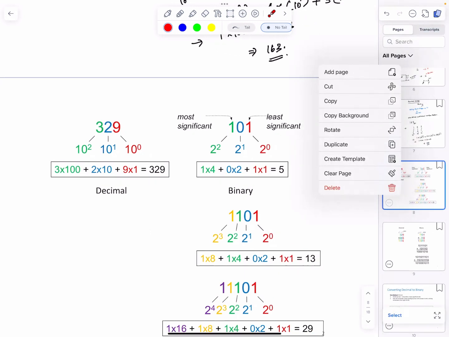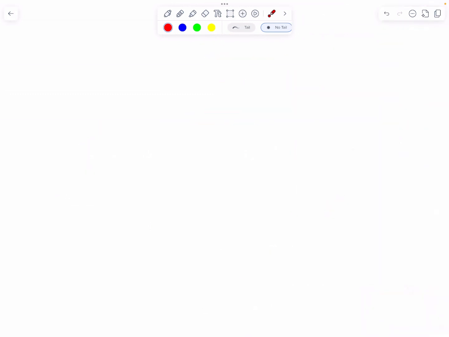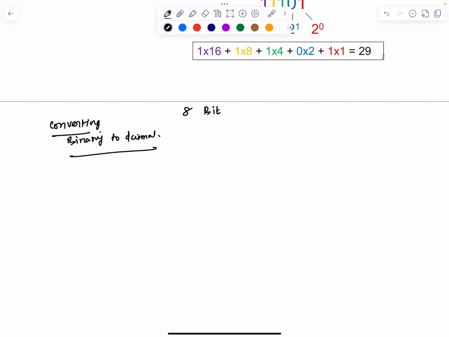So this is our first conversion, right? This is the key. So suppose I have an 8-bit binary number. Okay, so this is converting binary to decimal. We just saw that in an easy example. So I'm again representing using a number system. So this is an 8-bit number.